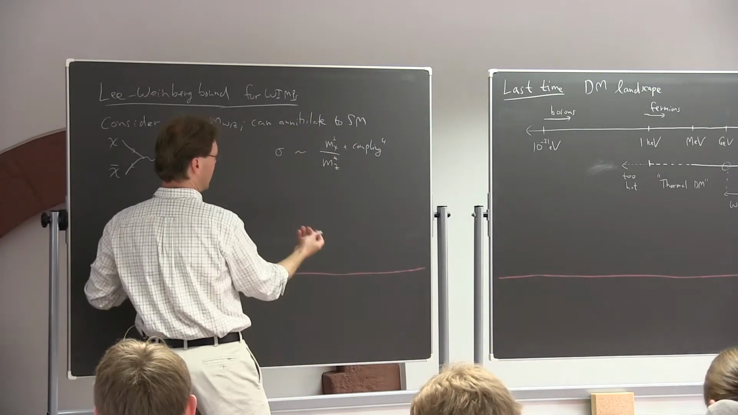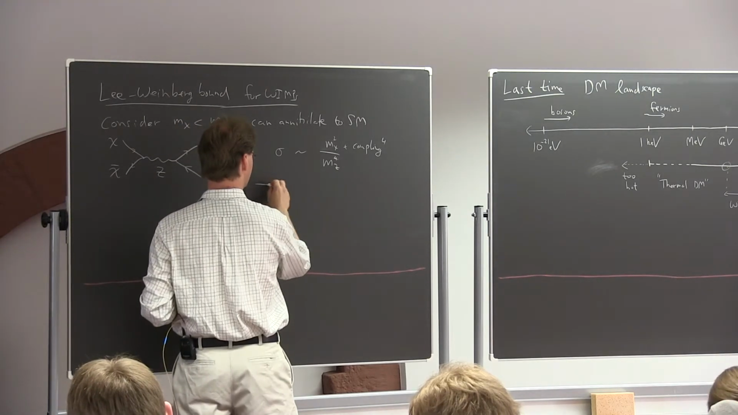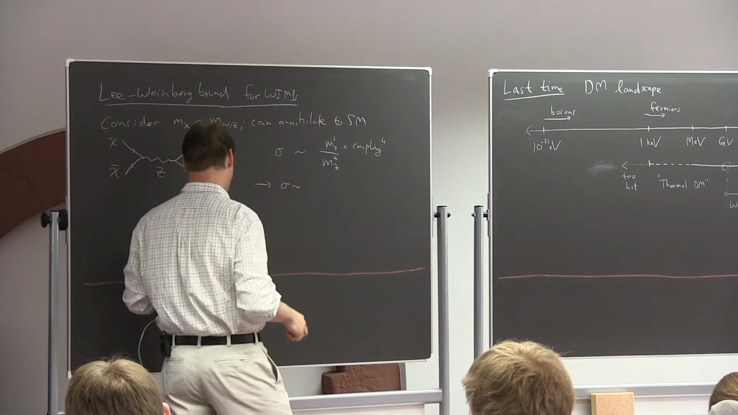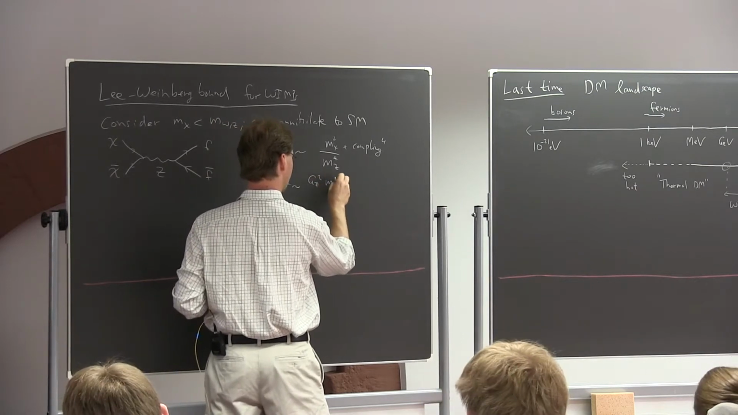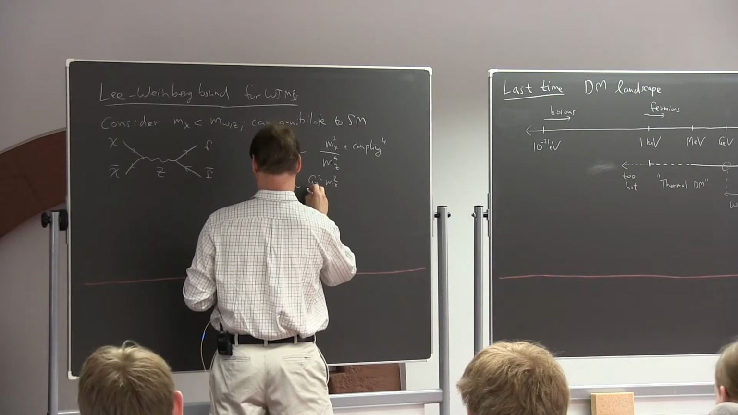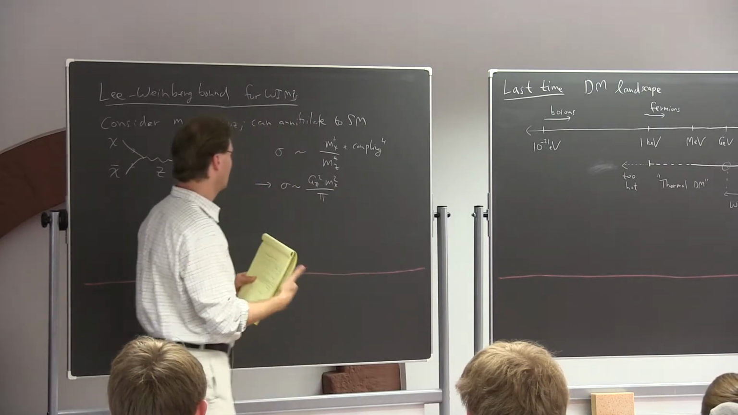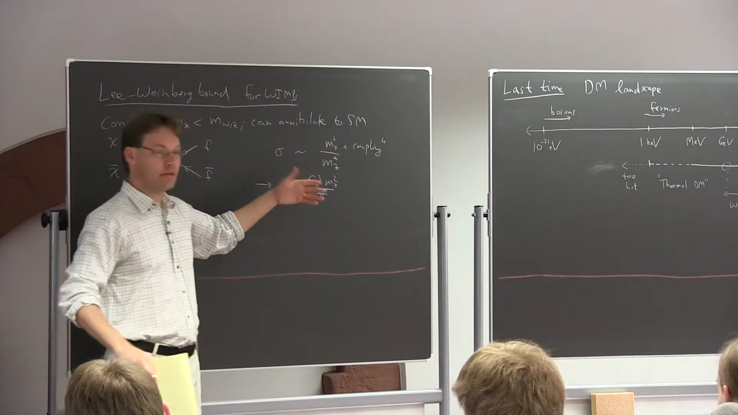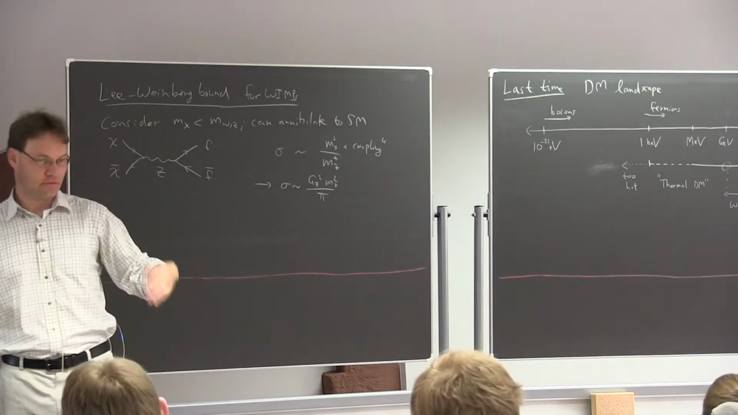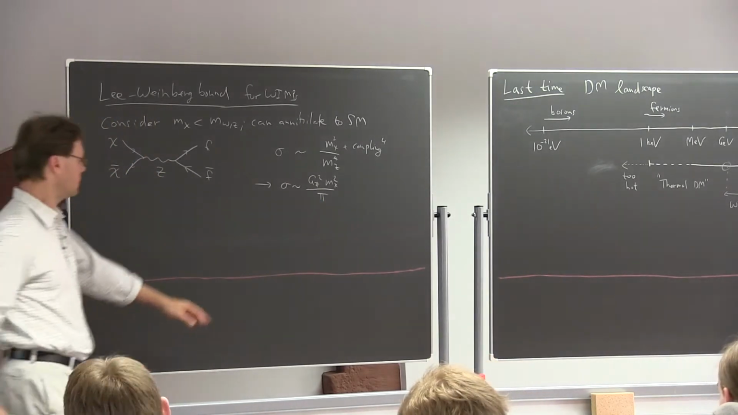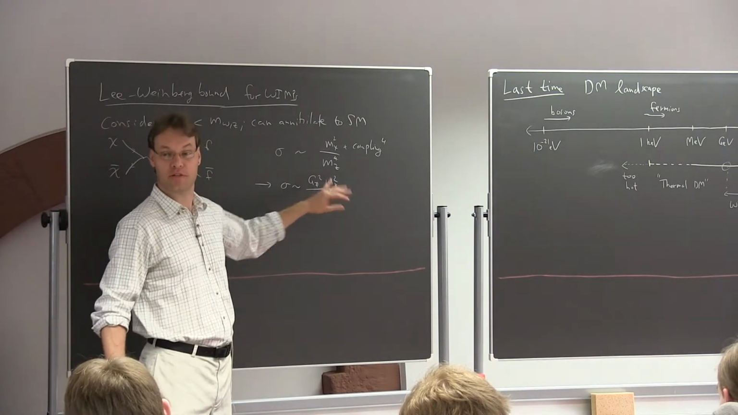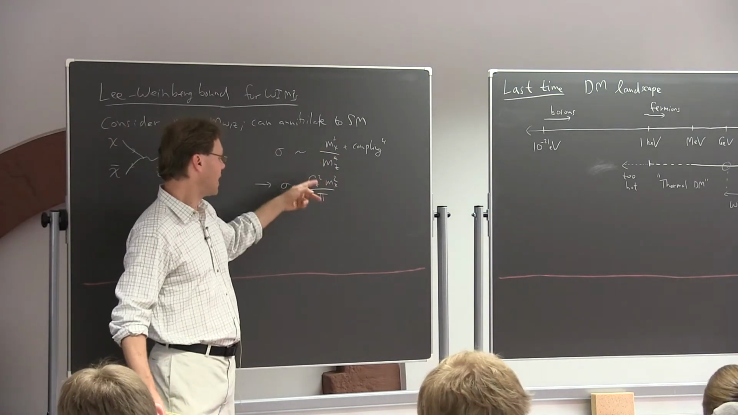So the way you can write this at the end is, turns out you can write this as sigma is G Fermi squared m chi squared over pi. And G Fermi basically is 1 over the mass of the W to the fourth with appropriate couplings. So basically that's what you can calculate, what this should be. Okay, but just from dimensional analysis, you know this has to be the right answer.